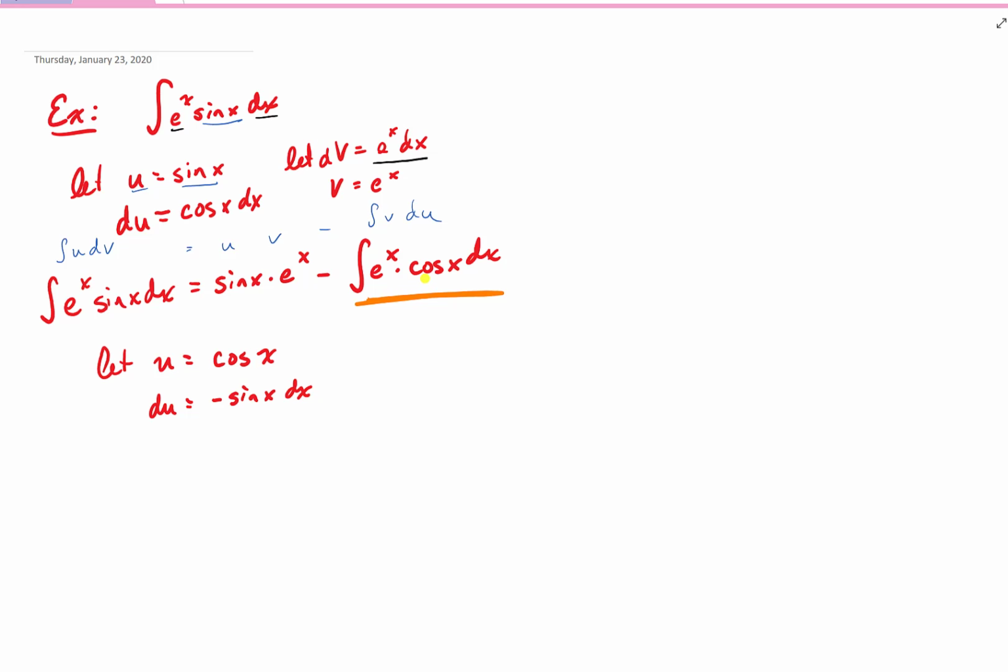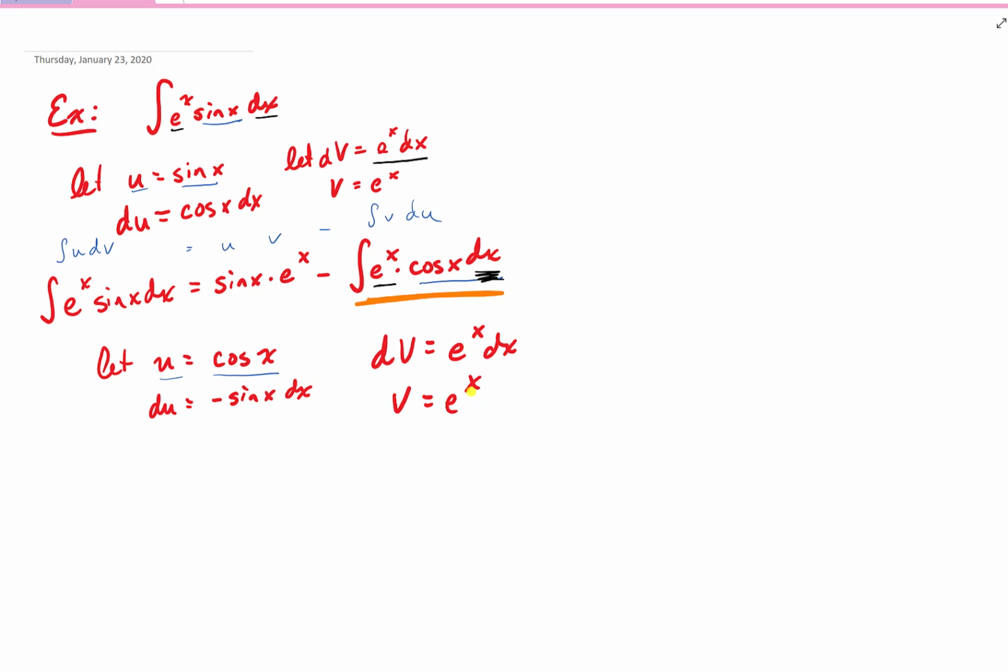So we let u be this cosine expression here. U is cosine x, and then there's a consequence there. And then we'll let our differential dv be this expression here. So we have dv is equal to e to the x dx. Integrating both sides gives us that v is just equal to e to the x.